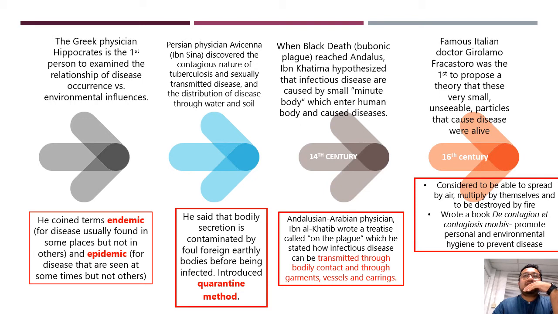Okay, famous Italian Dr. Girolamo Fracastoro was the first to propose a theory that these very small unseen particles that cause disease were alive, microorganisms tu lah. Dia check dan nampak disease ni sebenarnya adalah disebabkan oleh this particular microorganism yang kita sekarang nampak macam-macam. Contohnya tuberculosis daripada TB, COVID-19 daripada virus COVID, and others. Okay, so considered to be able to spread by air, multiply by themselves, and then that's how they transmitted to others.